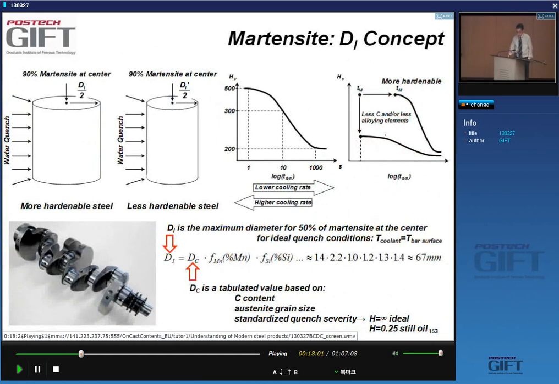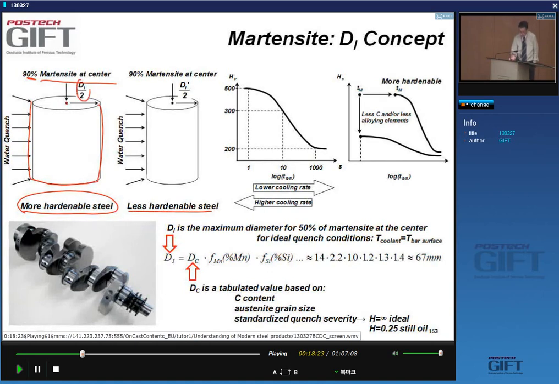Good. So if a steel is very hardenable, it means that if you do water quench, I will get 90% of martensite at the center, for instance. For a less hardenable steel, the diameter of the bar over which we can achieve full martensite will be smaller.